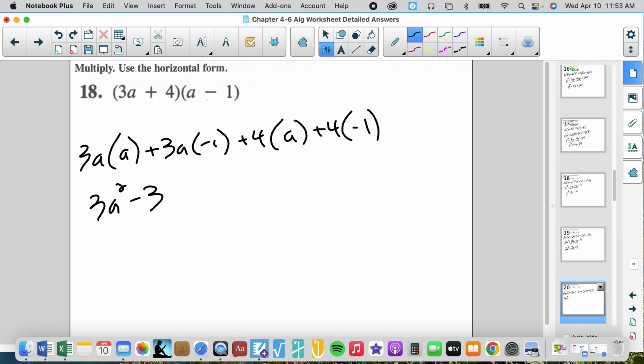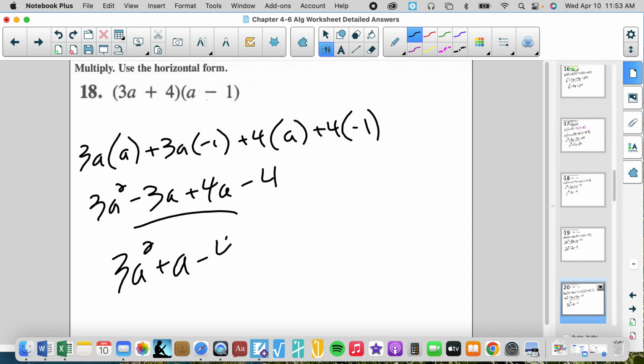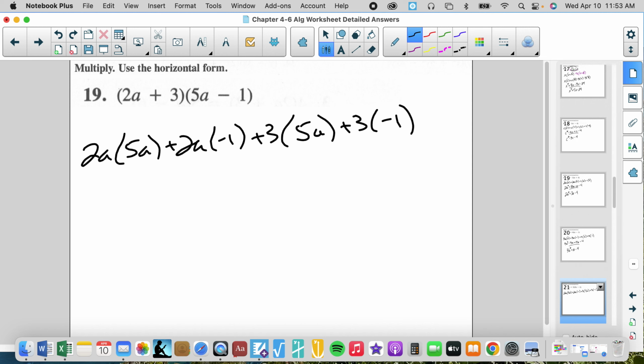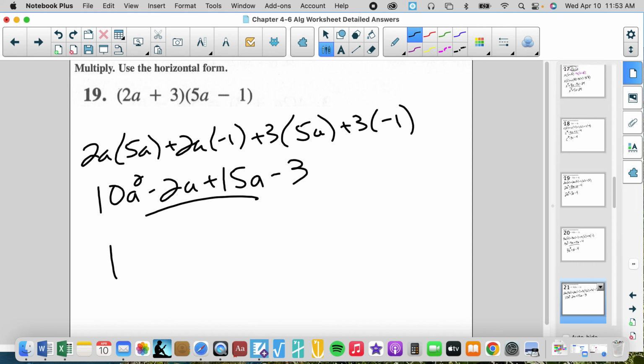3a squared minus 3a plus 4a minus 4. This is going to give us plus a minus 4. Don't write plus 1a. 2a times 5a plus 2a times negative 1 plus 3 times 5a plus 3 times negative 1. 10a squared minus 2a plus 15a minus 3. You get 10a squared plus 13a minus 3.